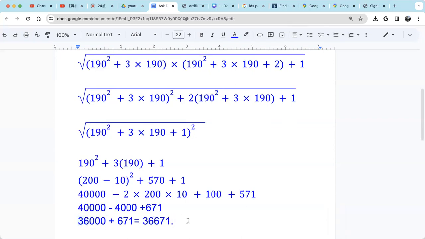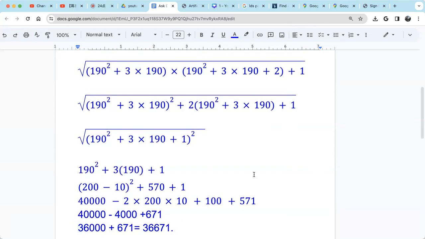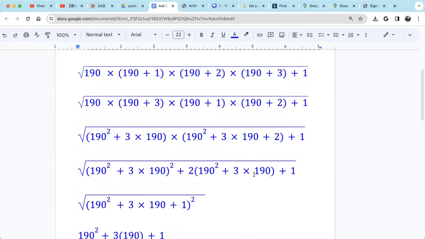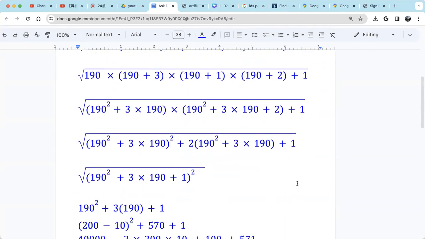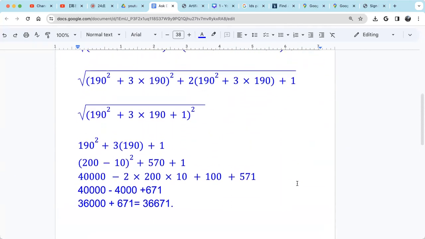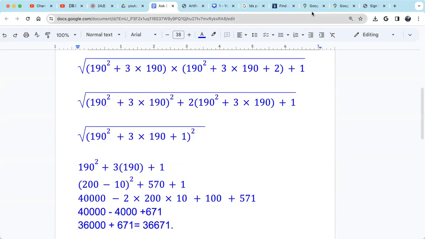And that's it. The beauty of this is that this system will work for any 4 consecutive numbers plus 1 under a square root. You may change these numbers to be 170 times 171 times 172 times 173, as long as those 4 numbers are consecutive. So this formula will work. That's the beauty of using algebraic formulas. All right, that's it.